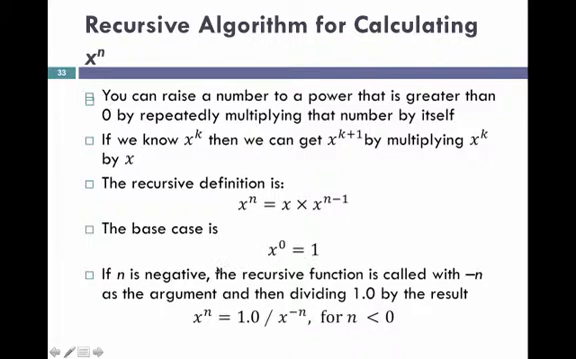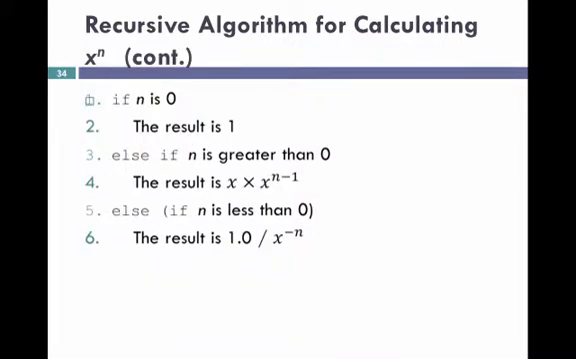Now if n is negative, the recursive function is called with minus n as the argument, and then we divide 1 by that result. So x to the n is equal to 1 divided by x to the negative n for n less than 0. Here's some pseudocode for calculating x to the n. We have our base case and 2 recursive cases depending on whether n is greater than 0 or less than 0.